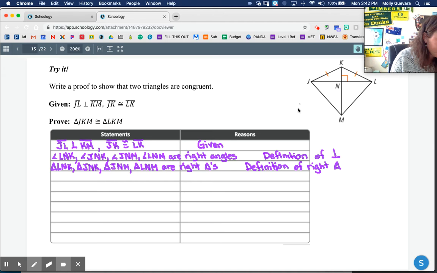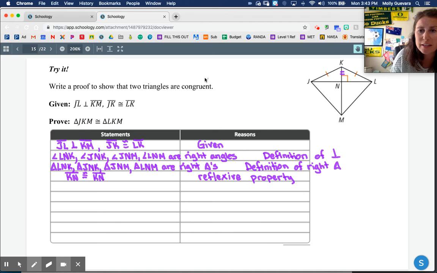So a couple of things that I notice here, I'm just going to focus on these top two triangles. Okay, KN is the same in both triangles. So I'm going to say that KN in one triangle is congruent to KN in the other triangle. And that's the reflexive property, right? It is literally the exact same line. So therefore, it is the same.